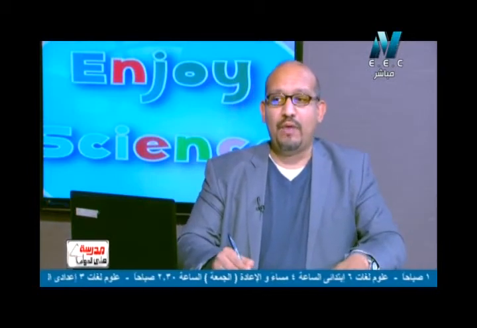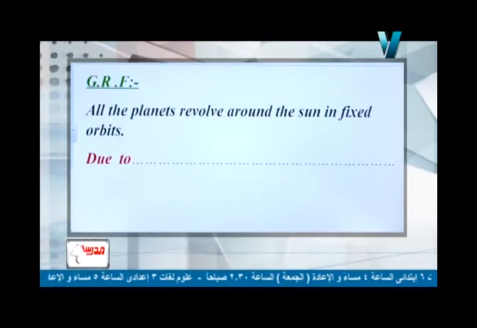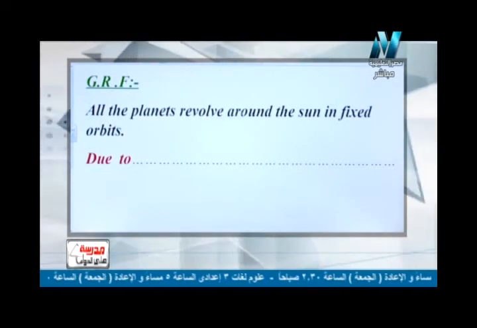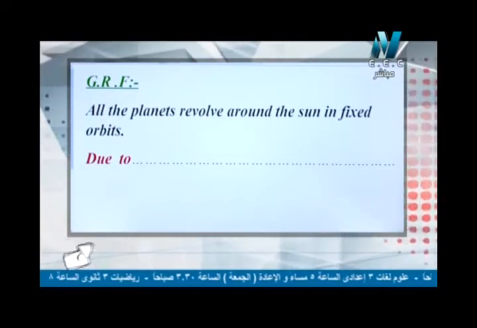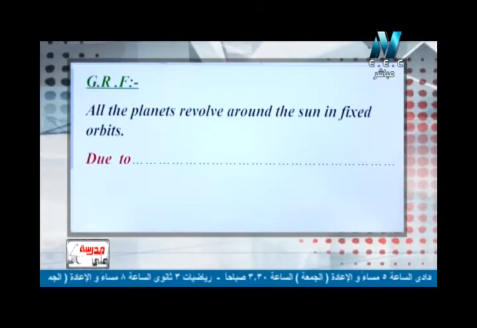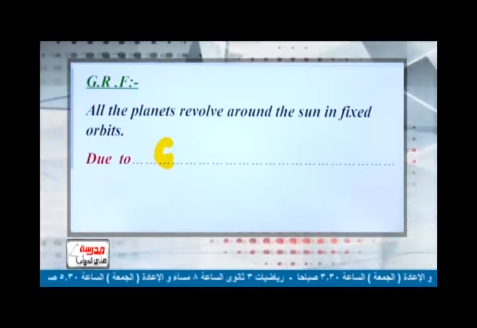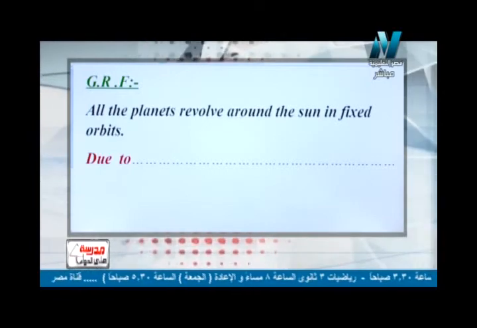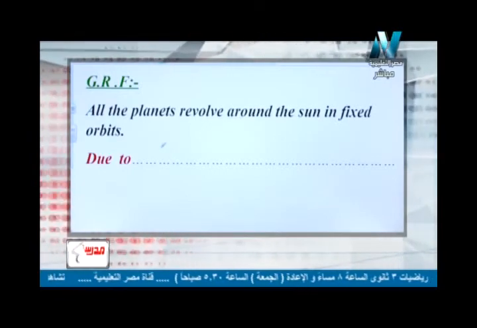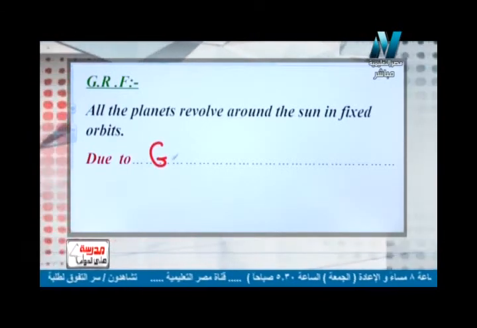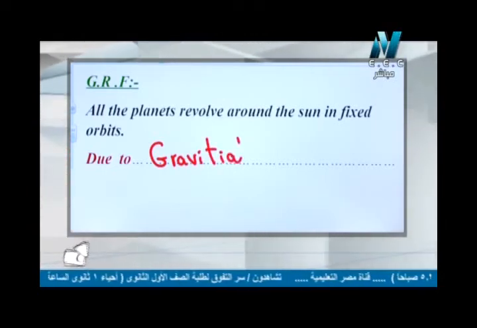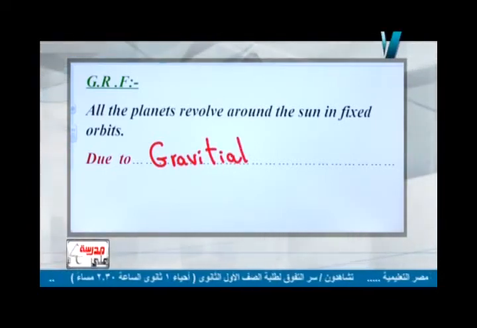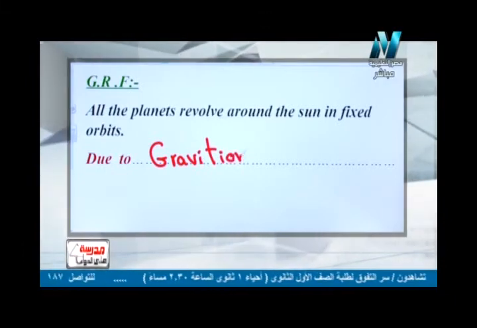Okay, here we have all the planets revolving around the sun in a fixed orbit. I think we can answer this question very easily: due to the gravitational force of the sun. So why do they revolve in the same fixed orbit? Yes, due to the gravitational force of the sun.